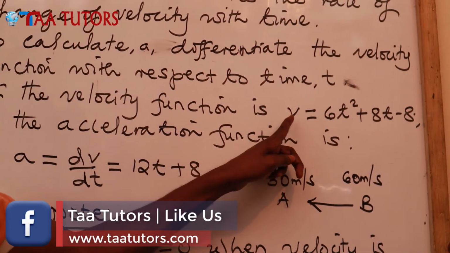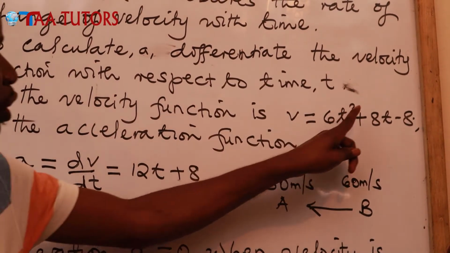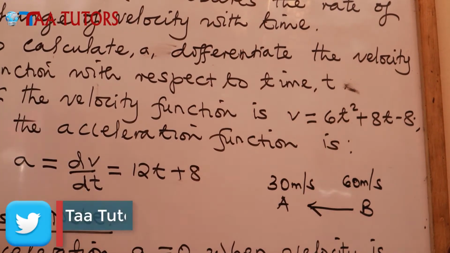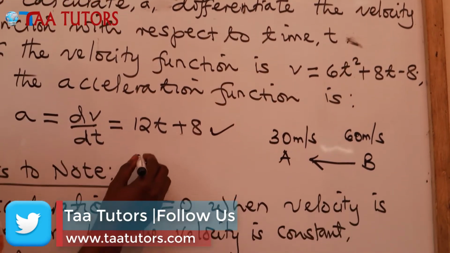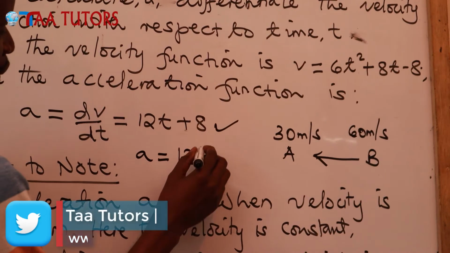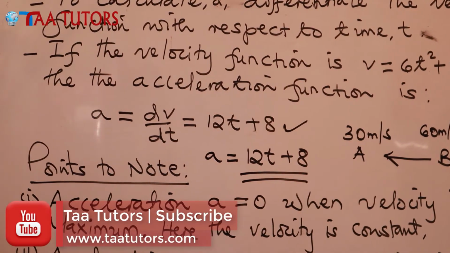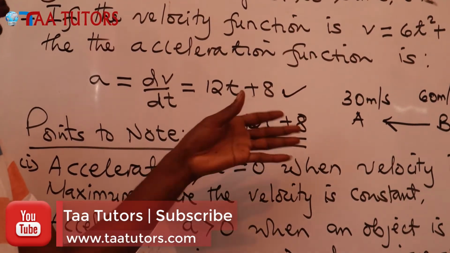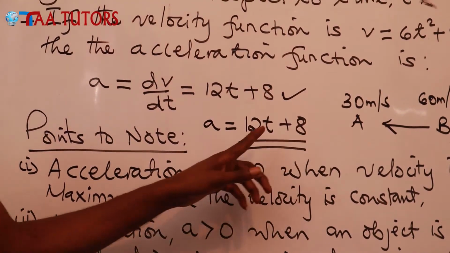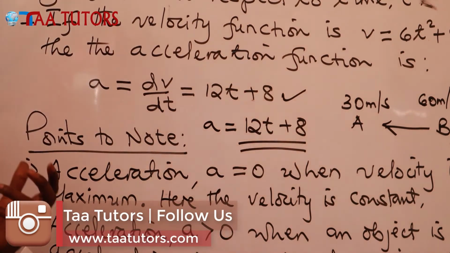It means that if a equals dv/dt, we differentiate, and this is 12t plus 8. This is going to be the acceleration function, which is a equals 12t plus 8. Now, once we have the acceleration function, you can get the acceleration at any point. If, maybe, after 2 seconds, you can substitute 2 here, so that you have 24 plus 8. That means you are getting the actual acceleration when you know the value of t.